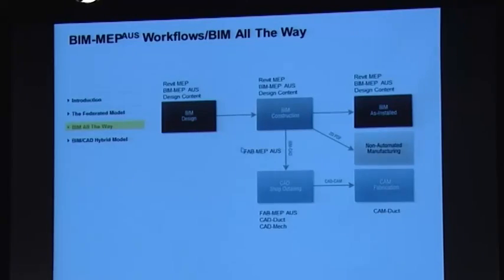So the BIM all the way workflow basically requires the same content working across the flow chart, which Warwick has talked about extensively, popping out of that, going down to fabrication, supporting any workflows that would be AutoCAD-based workflows with FabMP AUS. That would include CAD-DUCT and CAD-Mep, and going into CAM.